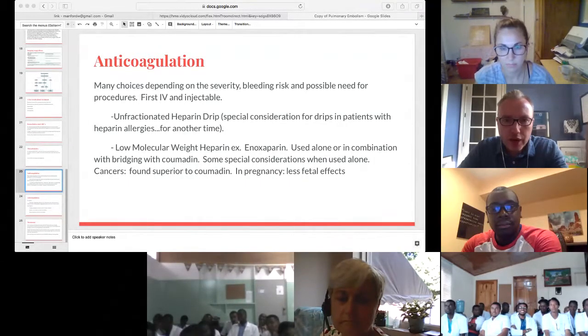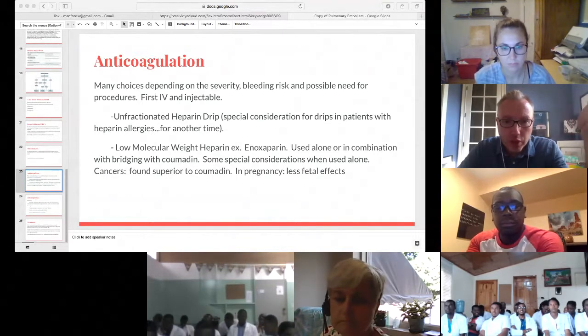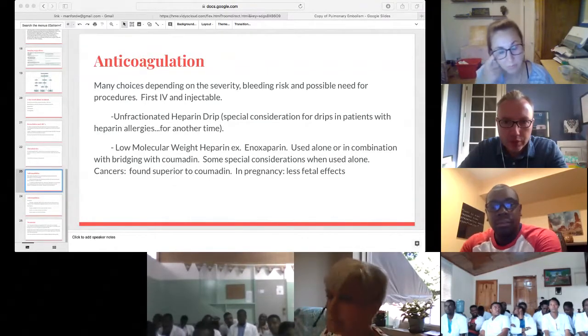There are also other anticoagulants that you can use, such as injectable low molecular weight heparins like enoxaparin, for example.